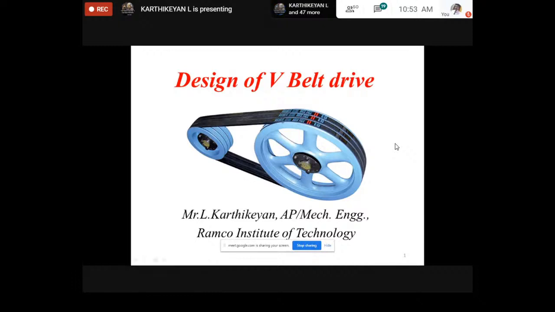Very good morning to all participants. Thank you, Mr. Venkatesh sir, for introducing me. Myself, L. Karthikeyan, working as assistant professor in the Department of Mechanical Engineering, Ramco Institute of Technology. I'm just resuming the previous presentation, but I'm concerned about design of V-belt drive. The only difference is the cross section, the simple difference. Previously, all basic terminologies in belt drive were explained. So I will complete within minimum possible time, as we have only 30 minutes.